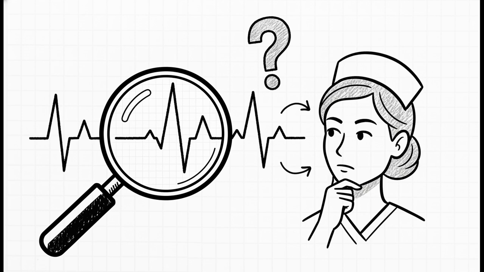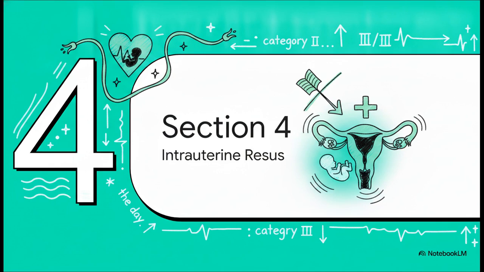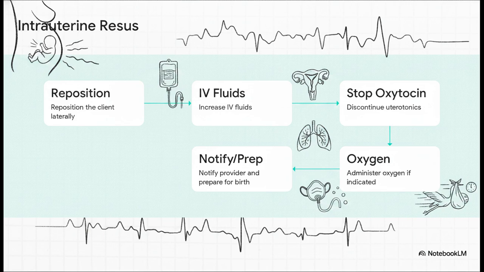You have to step up with ongoing observation and corrective measures to see if you can improve the picture. Let's look at how to fix those issues in Section 4, Intrauterine Resuscitation Priorities. When things go wrong, you have to follow this clinical priority ladder.